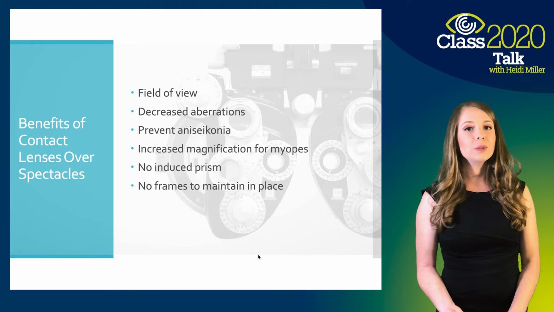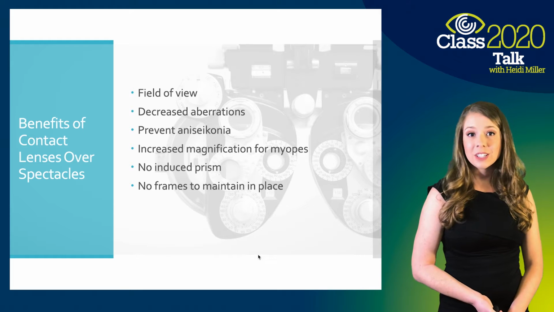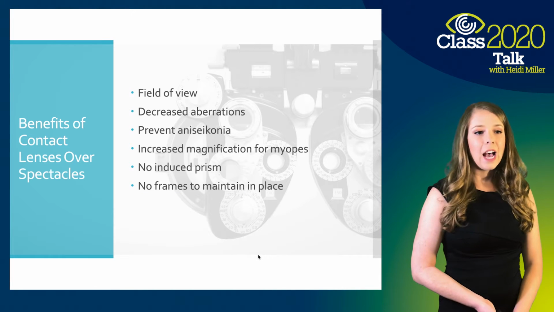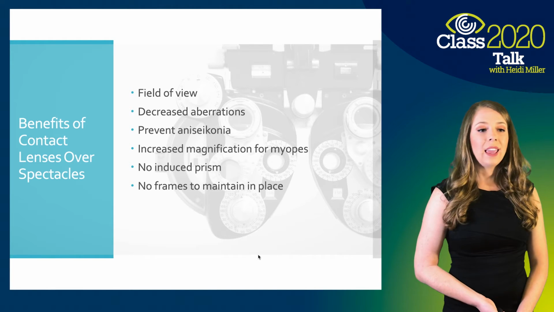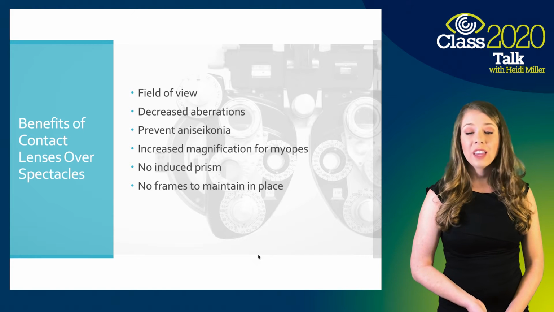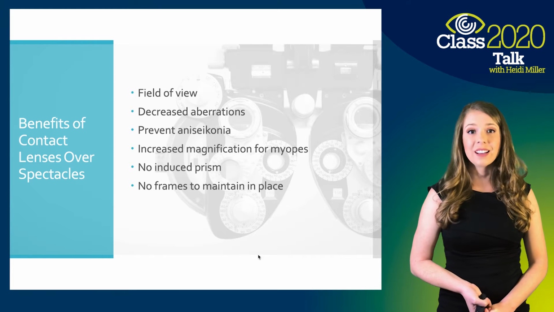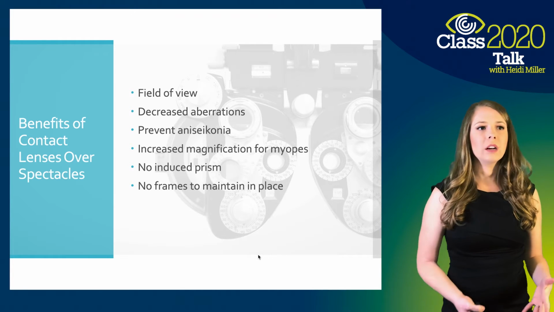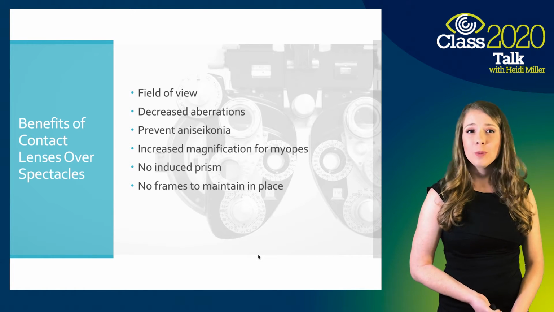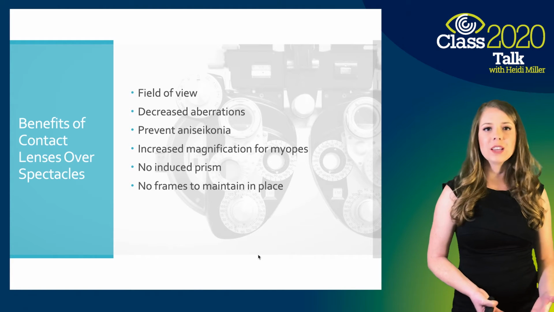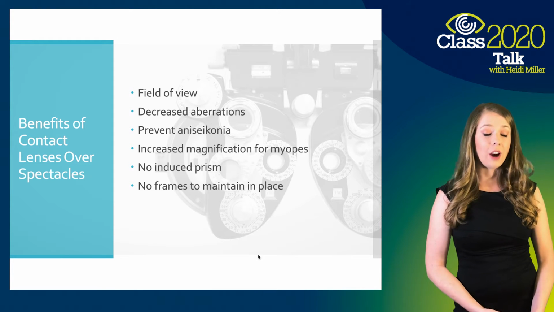For instance, field of view, you get more peripheral vision when you don't have a frame obscuring that area. Also, decreased aberrations because the contact lens is now on the eye. We can prevent aniseikonia from having magnification differences between the two eyes. And with increased magnification for myopes, you'll often see that they have better vision when they're wearing contact lenses. So you may have had a patient where they're a -10 and they're about 20/30, give or take, but then you put them in contact lenses and they're 20/20. And really a lot of that just comes from the magnification difference where now they're seeing a lot clearer because things are not as magnified as they are in their glasses.